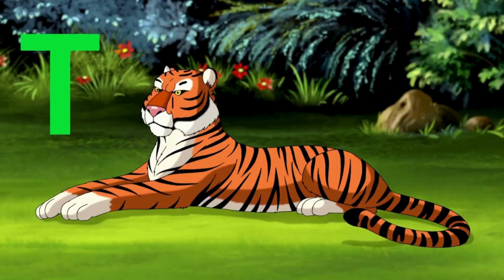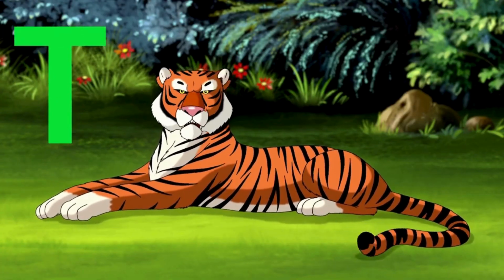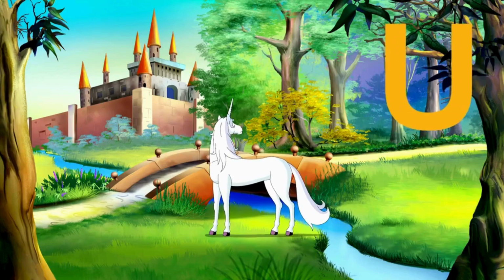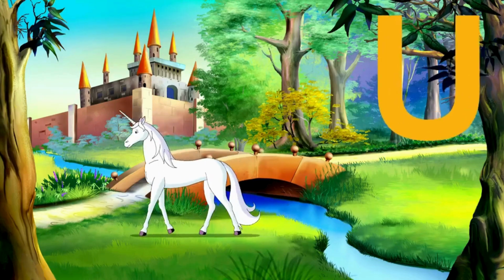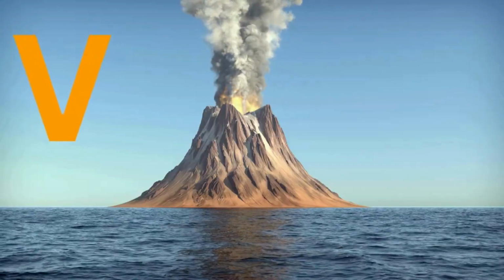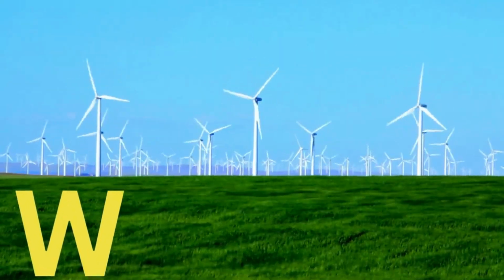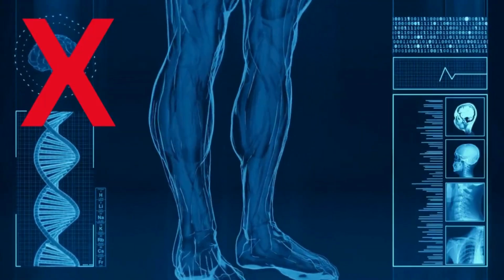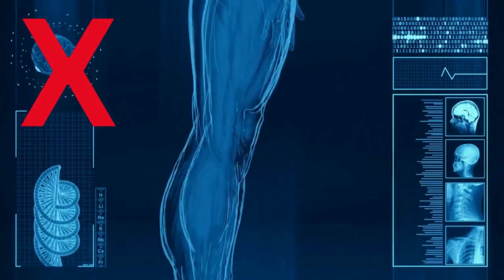S is for star, star, S star. T is for tiger, tiger, T tiger. U is for unicorn, unicorn, unicorn. V is for volcano, volcano, V volcano. W is for wind, wind. X is for x-ray, x-ray, x-ray.